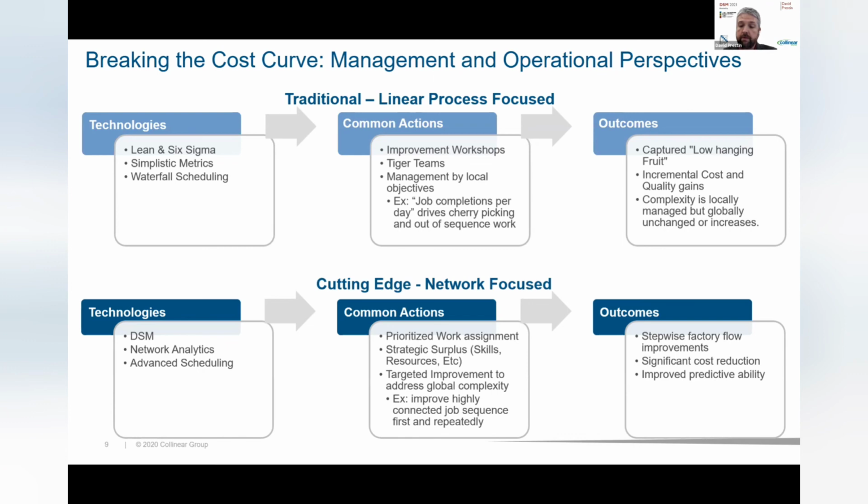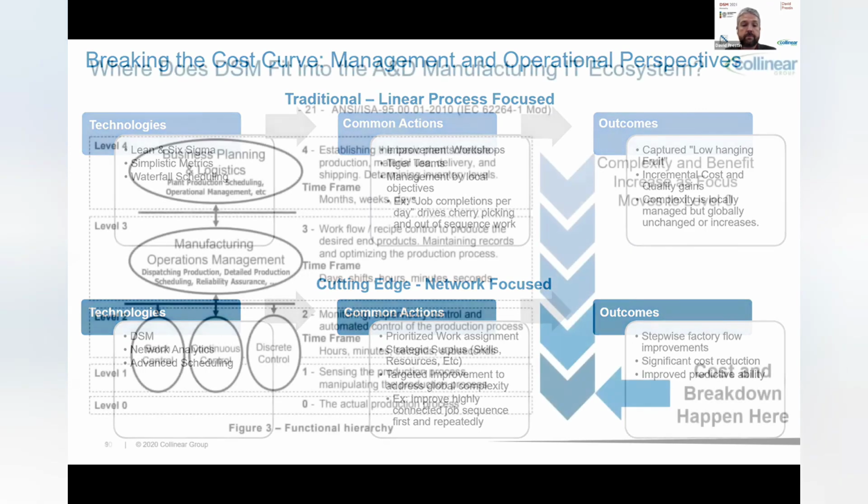What we can get out of that, and we've experienced in our several decades of applying these methods, is stepwise factory flow reductions. That's pretty significant when you're talking something the size of a 737 or a 747, or some of these military platforms like an F-15 or a bomber or an F-35. You can get pretty significant cost reductions, but also improved predictive ability when you see these impacts that might be coming your way, like part shortages.